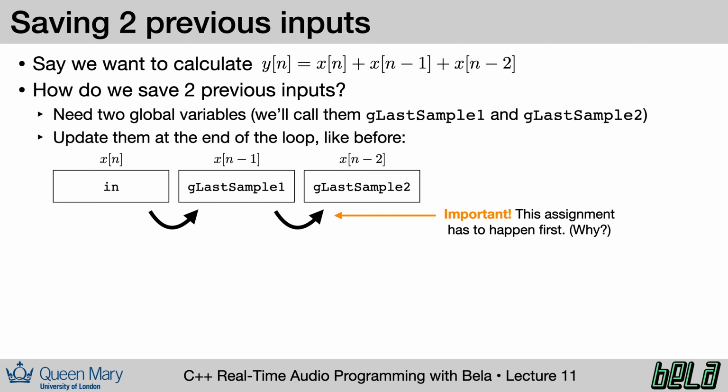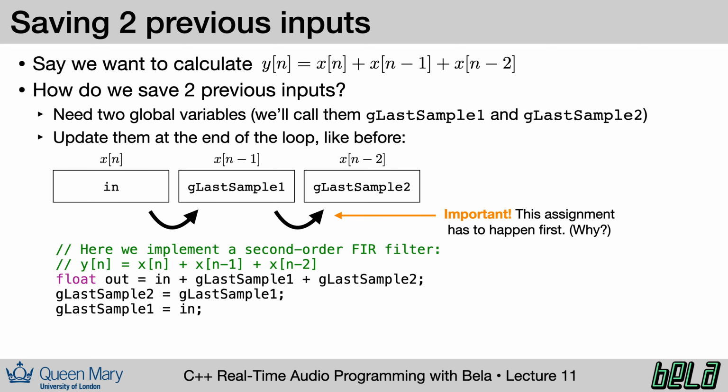We had to move gLastSample1 to gLastSample2 before we could do the other move. We talked about the reason for this in Lecture 8, and it is essentially about avoiding overwriting any of the previous samples inadvertently. Our code implementing this structure will look something like this. After we've done the calculation for out, then we set gLastSample2 equal to gLastSample1, and gLastSample1 equal to in.